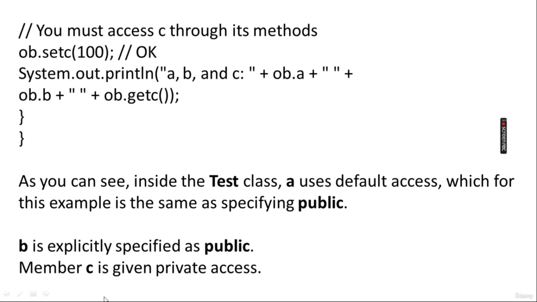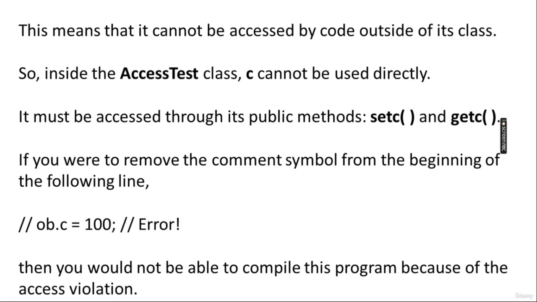Member C is given a private access. This means that it cannot be accessed by code outside of its class. Now, inside the access class, C cannot be used directly. So, you cannot access the value of C directly. It must be accessed through its public methods, setC and getC. Those are called in Java getters and setters methods.